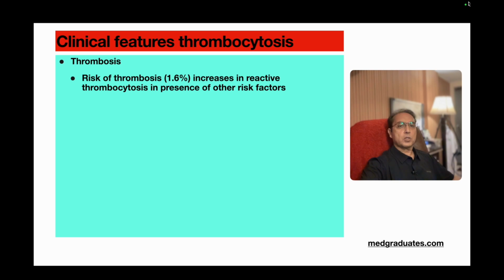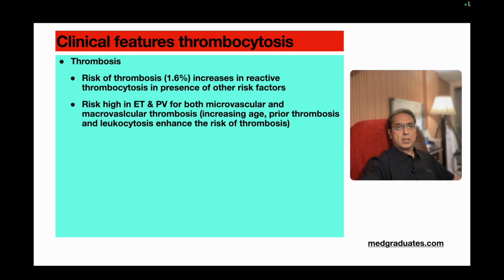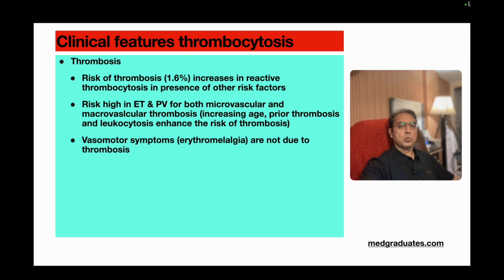A large series shows that there is only 1.6% risk of developing thrombosis, and that even with very high platelet counts. Risk is high in essential thrombocythemia and polycythemia vera for both microvascular and macrovascular thrombosis. Increasing age, prior history of thrombosis, and high leukocyte count enhance the risk of thrombosis. And then the patient may have vasomotor symptoms which are not due to thrombosis. Classical example is erythromelalgia. And then the patient can have bleeding.